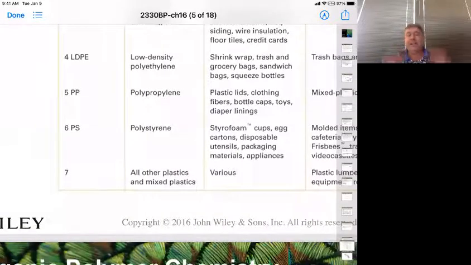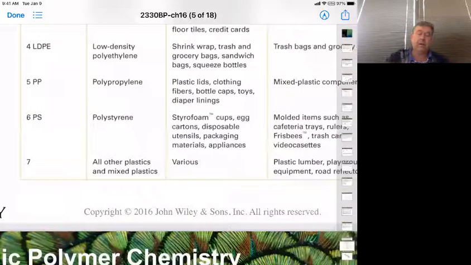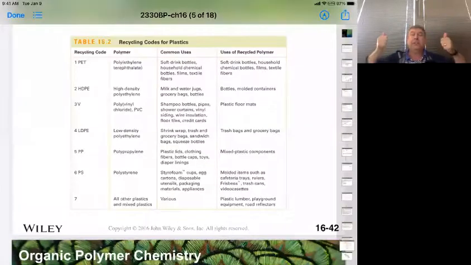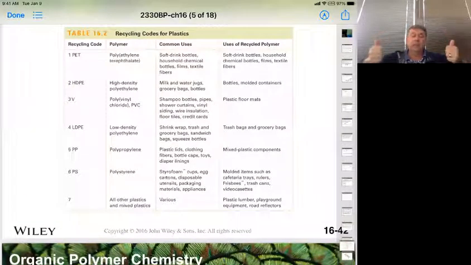And number 7 is everything else. Okay, so everything else that doesn't meet one of those categories, and most of the time they are turned into stuff like Trex or outdoor gear, or even stuff along the sides of the highway like road reflectors. Okay, questions on the recycling codes for plastics?